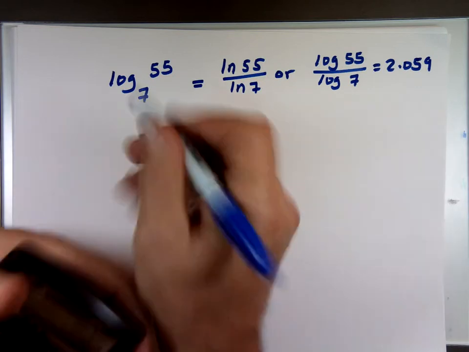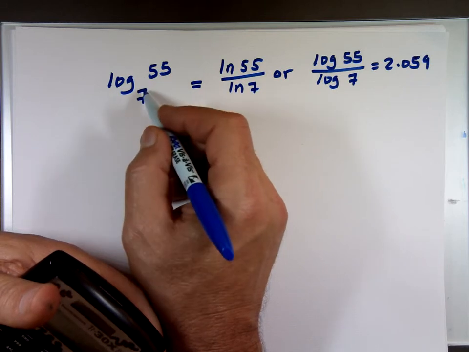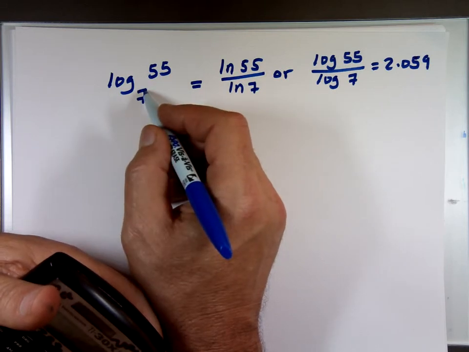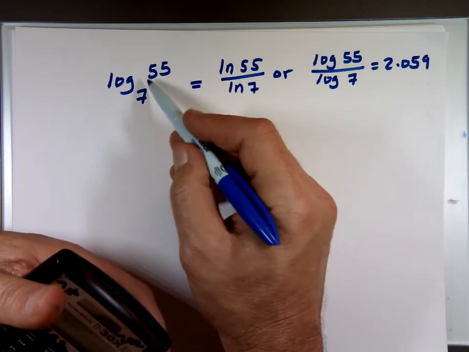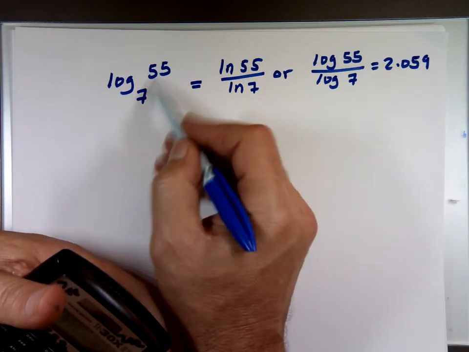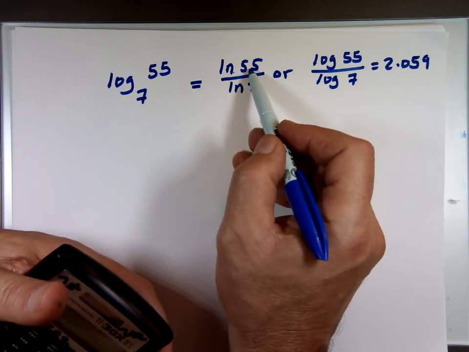Remember, none of these numbers can be negative. The base cannot be negative, and the number you take the log of can't be negative either, because you're going to break it down to the natural log of a number. It can't be negative or 0.